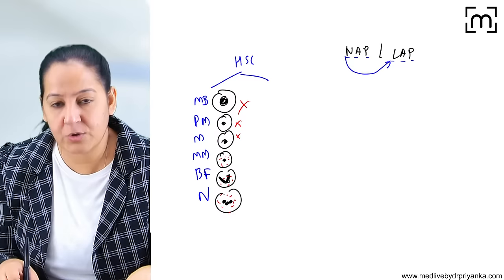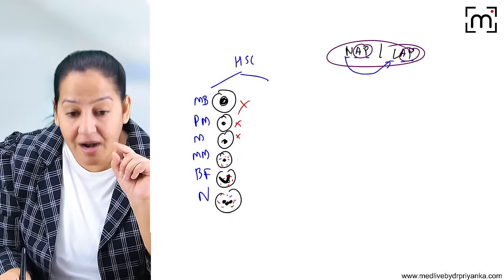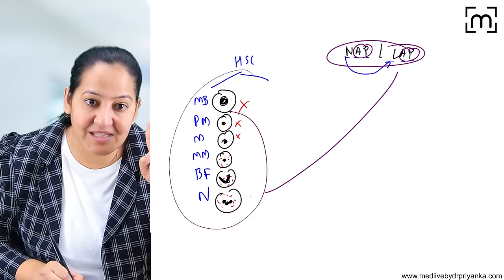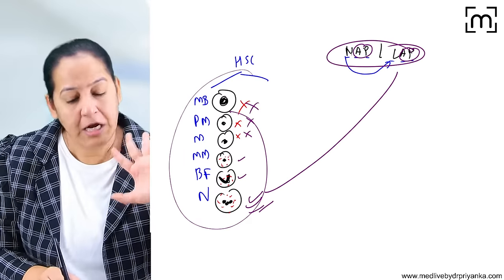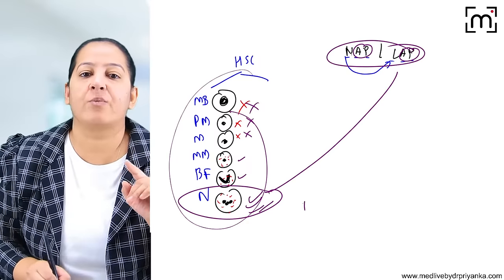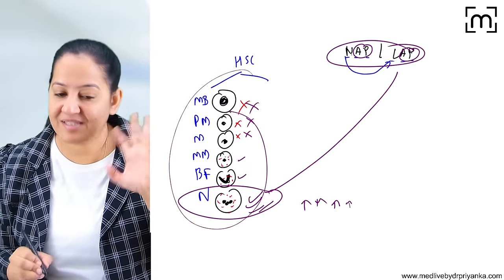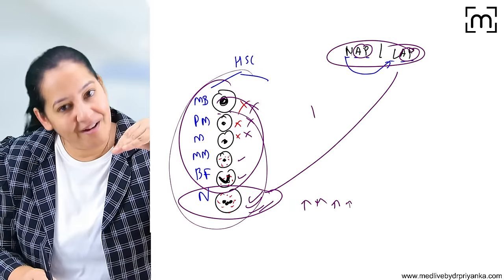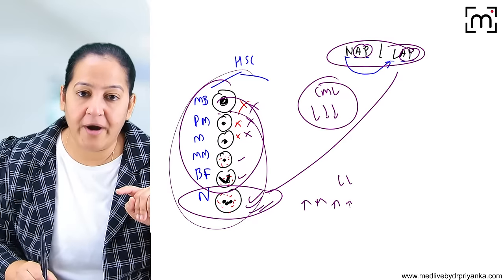So NAP or LAP score is neutrophil alkaline phosphatase. Alkaline phosphatase is a component of the granules. So you tell me which cell it will stain. It will stain this cell maximum, a little bit of this one, a little bit of this cell, and it will not stain these ones. Now you tell me what is happening in the leukemoid reaction. In leukemoid reaction, neutrophils are increasing in the blood up to 1 lakh, not more than that. So LAP score will be high. What is happening in CML? In CML, these cells are increasing, not the neutrophils. So their NAP score is less. So in CML, the NAP score is less, and in leukemoid, it is more.